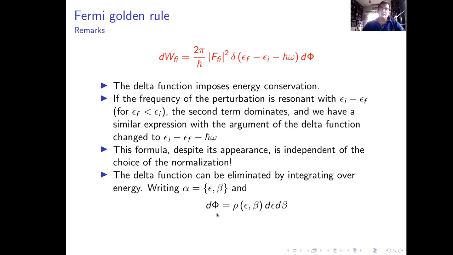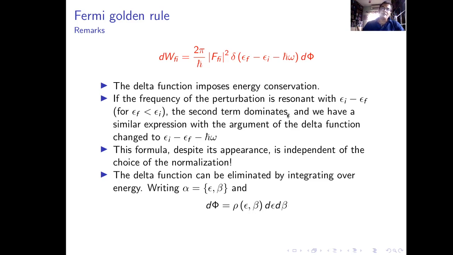And so this d phi that we have written down, which is actually d alpha by n alpha, should be expressible in this form: d epsilon for the energy range times variation in the other parameters d beta times a function of epsilon and beta, which we call density of states. This tells us essentially how many states are there in the range between epsilon and epsilon plus d epsilon, beta and beta plus d beta.